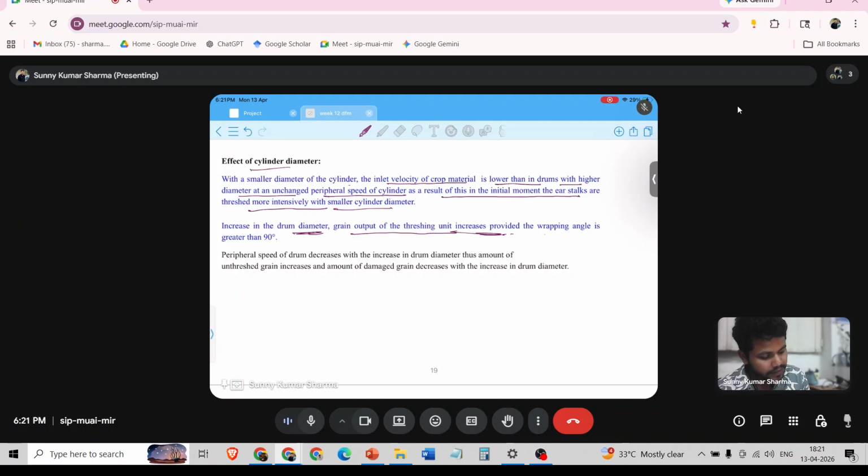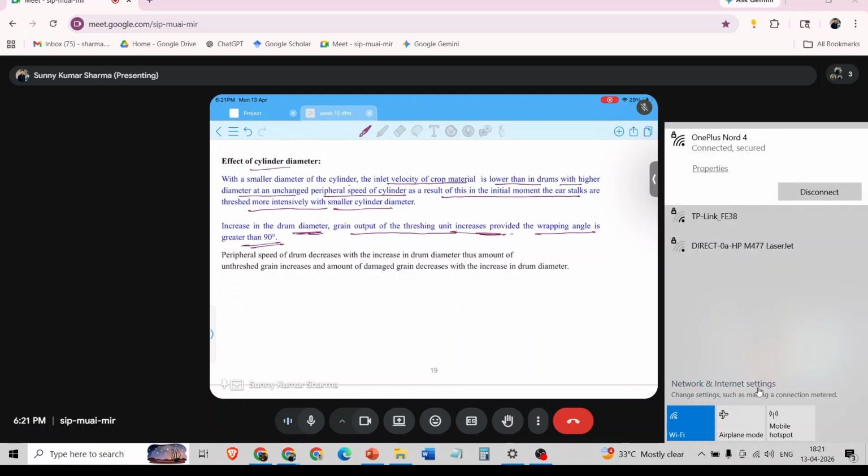For that, what should happen? Wrapping angle should be greater than 90 degree. If wrapping angle is greater than 90 degree, then increase in drum diameter will increase grain output.